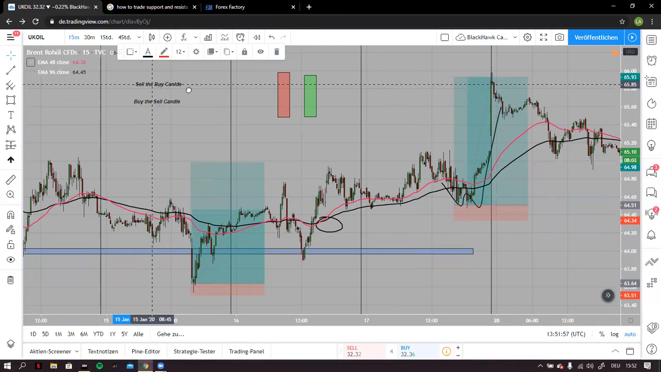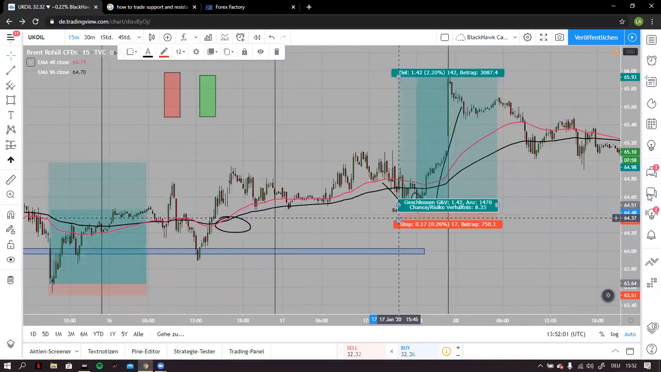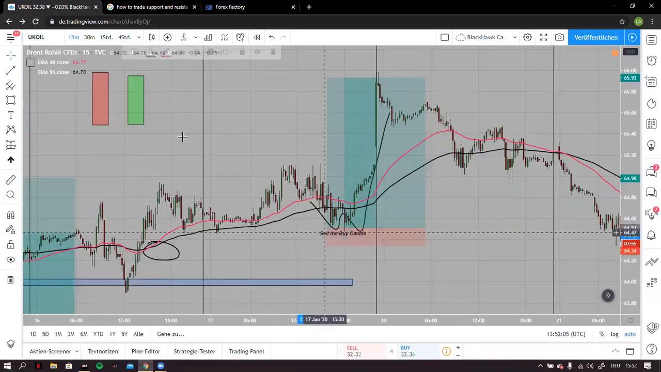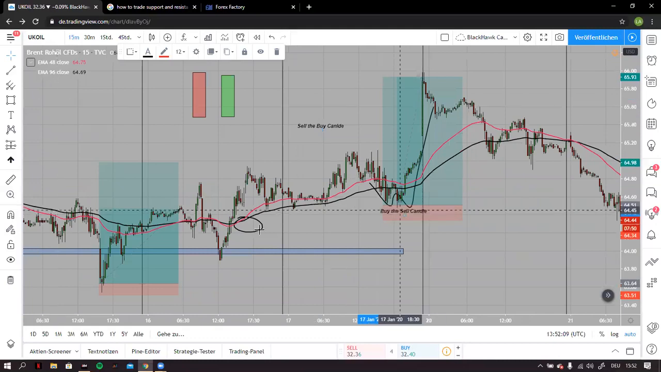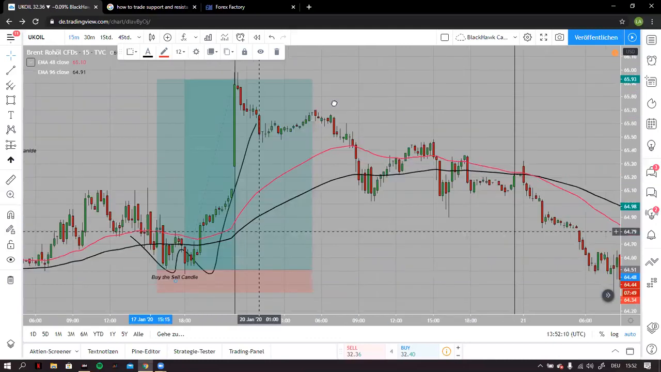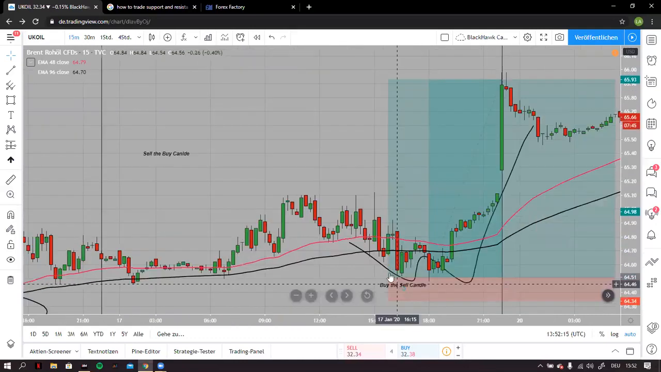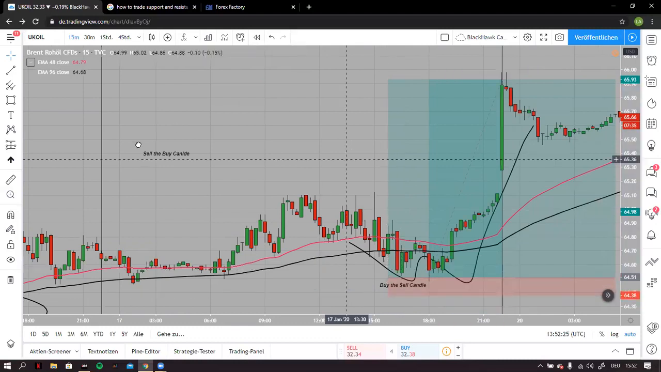Yes, that's it. At this point, after the retest, we would, oh no, that wasn't right. We would buy the sell candle. So, yes, sorry. As you can see here, if you buy the sell candle, you could get in here or here with a tight stop loss. You could make a bunch of profit.